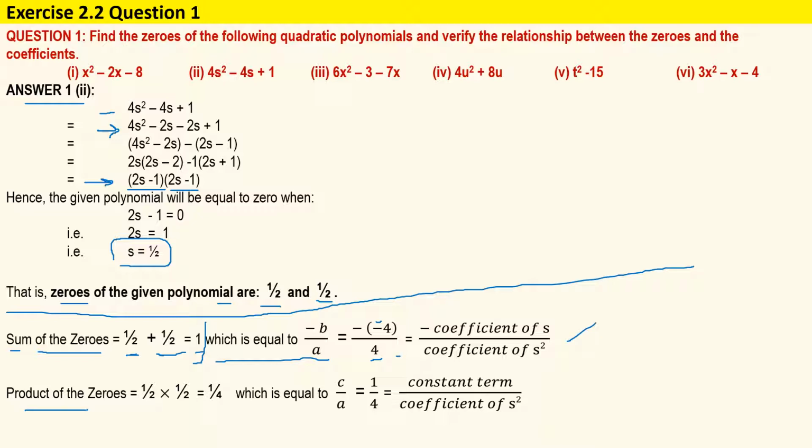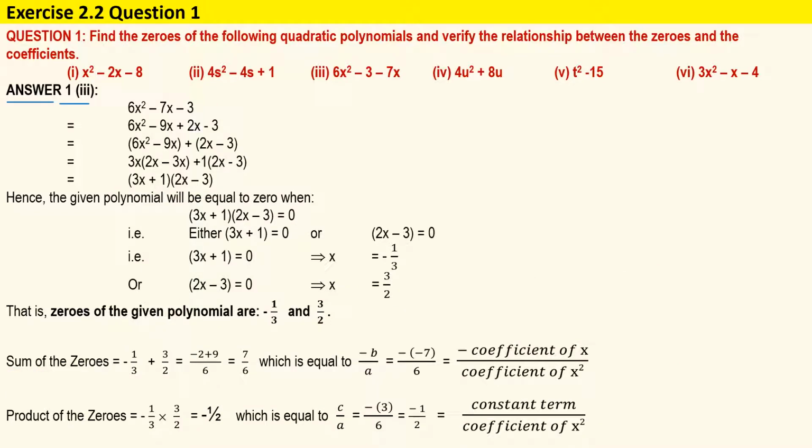Similarly, the product of the zeros will be 1/2 × 1/2, which is equal to 1/4, and which will be equal to c/a, which is equal to 1/4, the constant term divided by the coefficient of x². Hence, we have verified the relationship between the zeros and the coefficients.